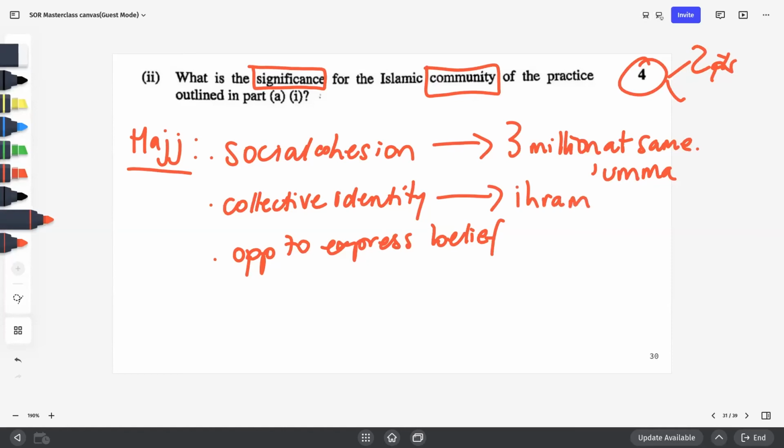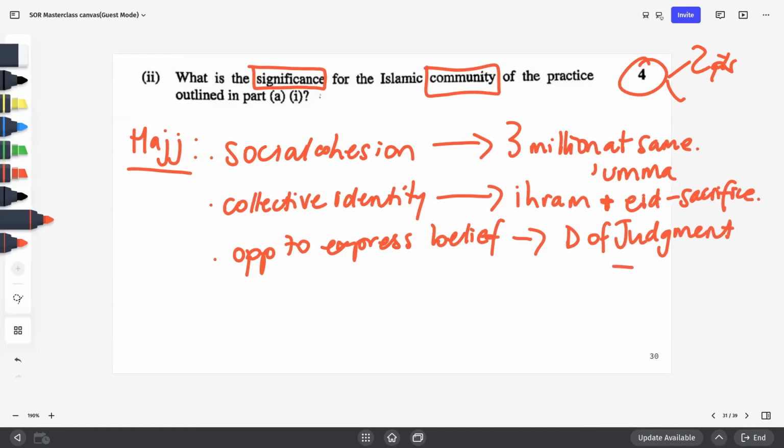You can also look at it in terms of Eid and the sacrifice, and the sacrifice there is sent around the world to the poor. Opportunity to express belief, pick a belief, it doesn't really matter, whatever belief you want. Day of judgment. Sorry, I do use a lot of shorthand.